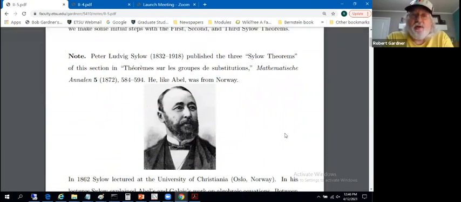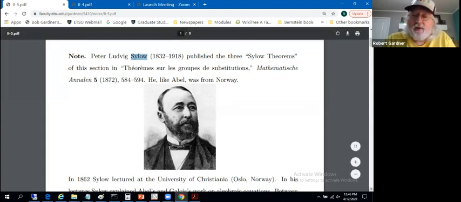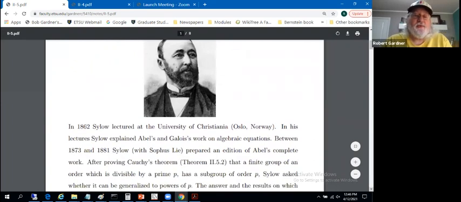And the three results of interest are named for Peter Ludwig Sylow, who published these three Sylow theorems in 1872. We'll give a link to the paper down below. Like Abel, he was Norwegian. And as a little grammatical aside, in the US, it's common to pronounce his name Sylow, but I've heard it argued that in Norwegian, the more appropriate pronunciation is Sylav instead of Sylow. I'll stick with the US tradition of pronouncing it Sylow. In all my classes, these were referred to as the Sylow theorems.